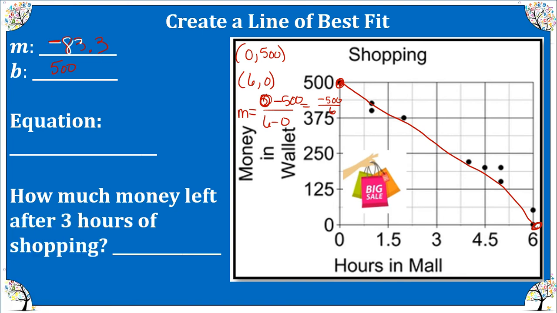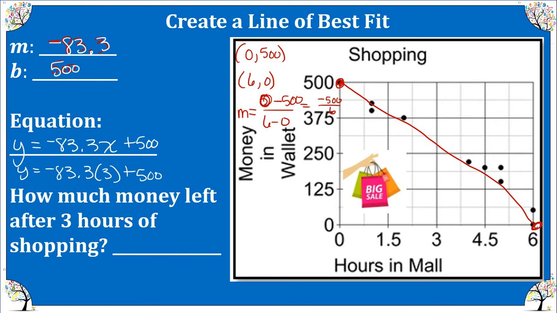So each hour we spend $83.30 from the 500 that we start with. So y is the total amount in our wallet. It is not how much we've spent, it's how much is left in the wallet, because at hour 0 we have $500. Now, how much money is left when we have been at the mall for 3 hours?